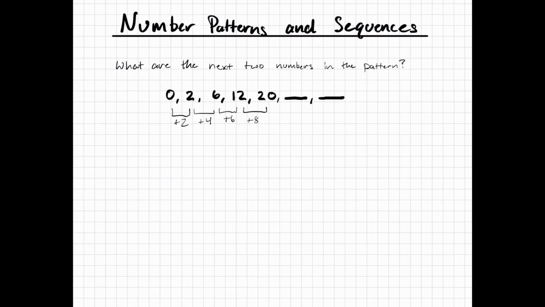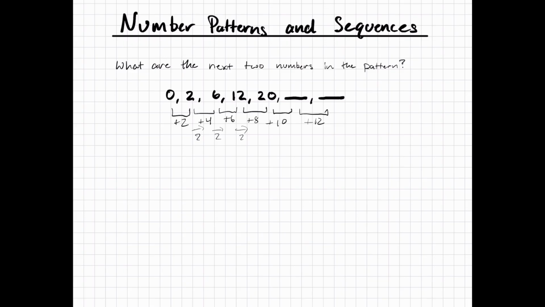Okay, so now we see a pattern, right? Every time the interval itself is increasing by 2. 2, 4, 6, 8. Well, what's the next number? It should be 10. And the next number after that should be plus 12. Right? It's going up by 2 every time. Okay, so plus 2, plus 4, plus 6, plus 8, plus 10, plus 12.